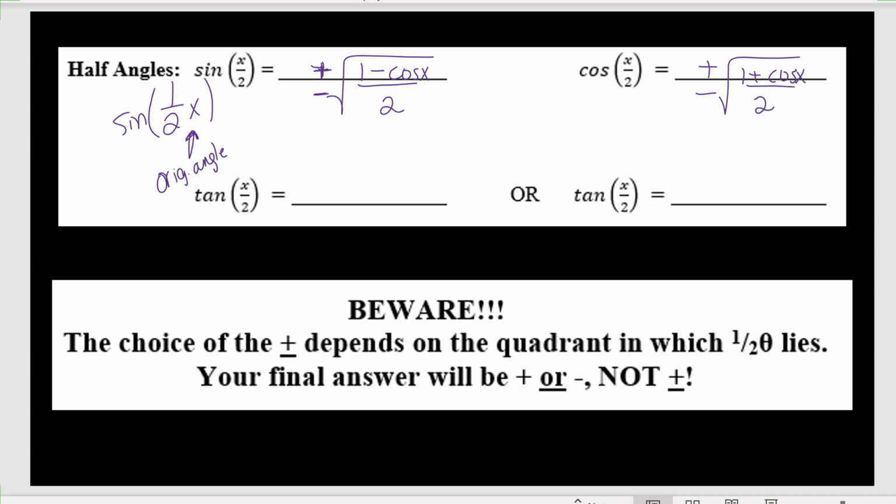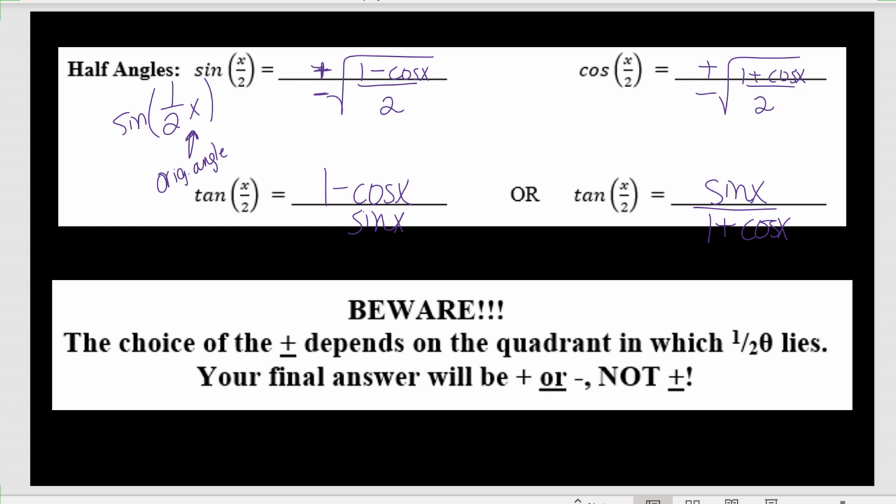We do have tangents that we can use. Now you can just take the sine formula and divide it by the cosine formula. There is absolutely nothing wrong with that. Or we can use 1 minus cosine of the original angle over sine of the original angle. Or we could do sine of x all over 1 plus cosine of x. We probably won't do as many of the tangents as we will sine and cosine.